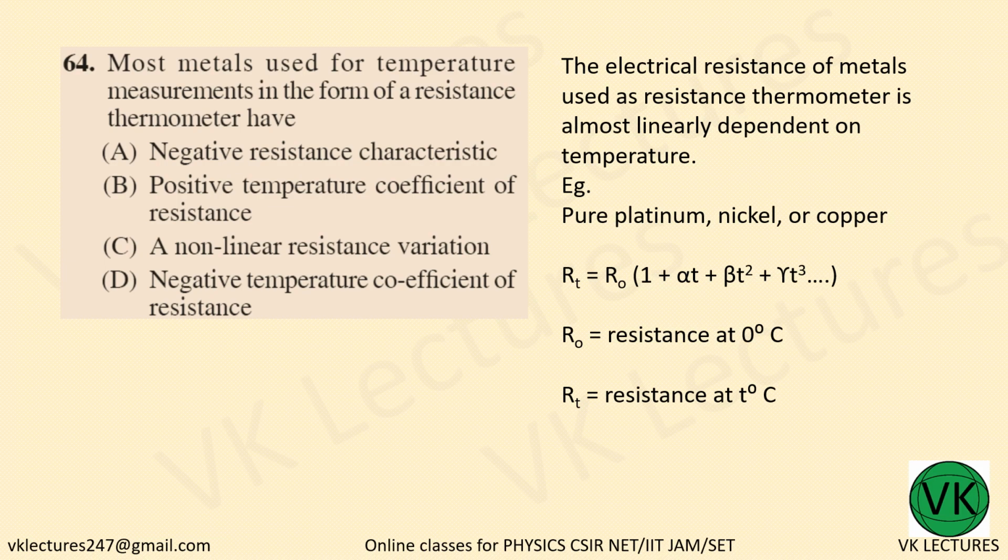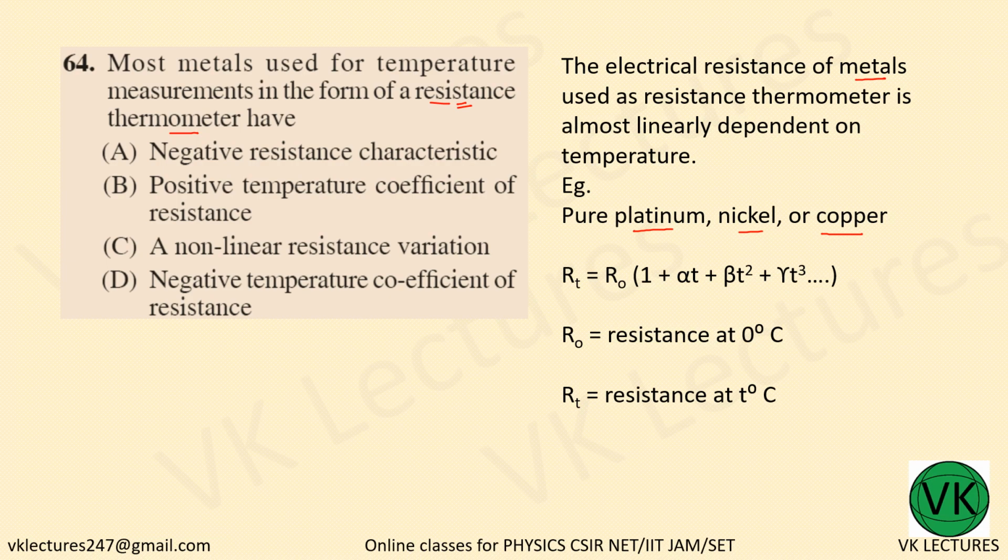Most metals used for temperature measurement in the form of resistance thermometer. Now this is a kind of thermometer which is used for measuring the temperature with the help of resistance in a particular metal. The variation of the resistance in the metal is used for temperature measurement. Now these metals such as platinum, nickel or copper are the metals that are used for resistance thermometer.